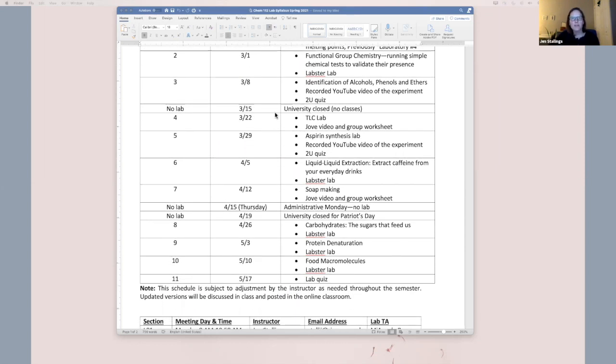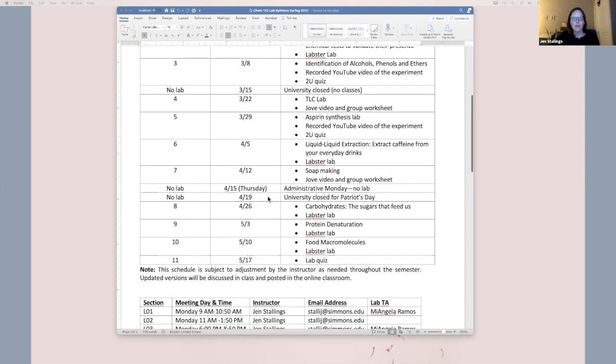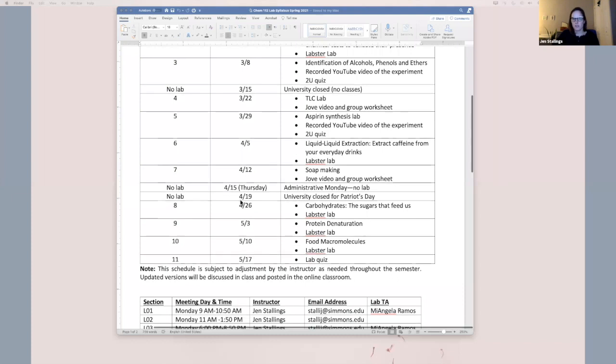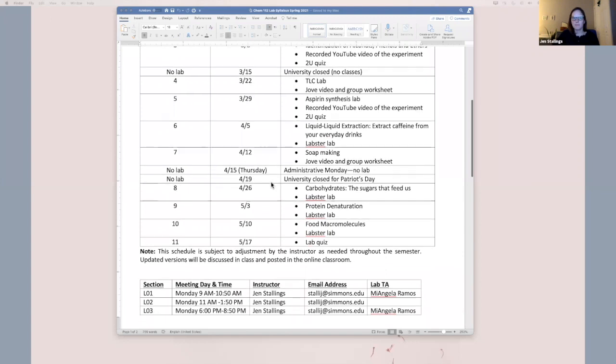And then I wrote when we are not having labs. So on the 15th, there's no lab. Then on the 15th of April, it's an administrative Monday, but it falls on a Thursday. So we have lab that Monday. So I decided not to do 2 labs that week. I thought it would be a little much. So the next lab after the 12th isn't until the 19th. So on this administrative Monday, on that Thursday, we don't have lab.